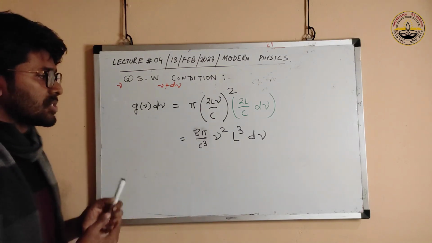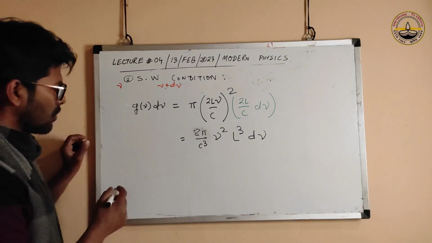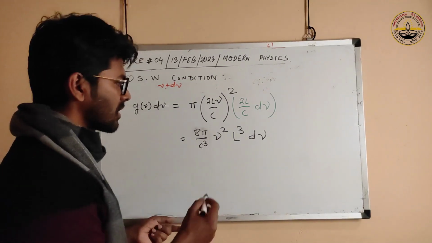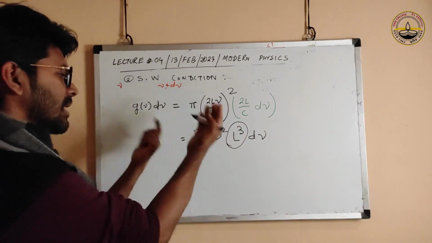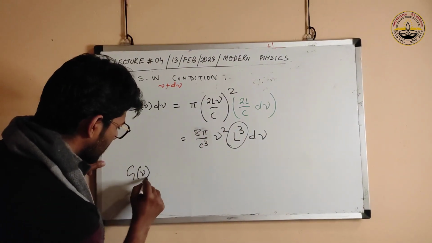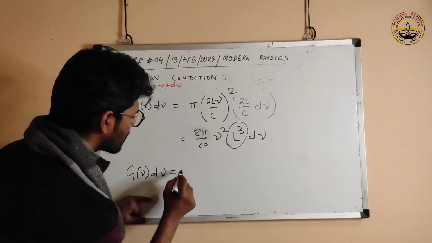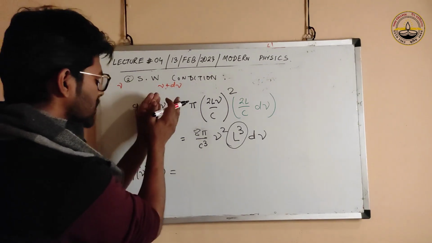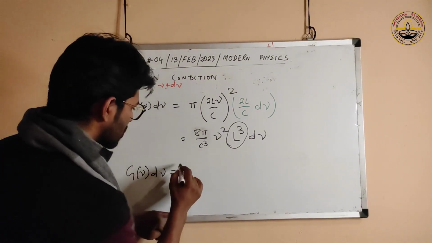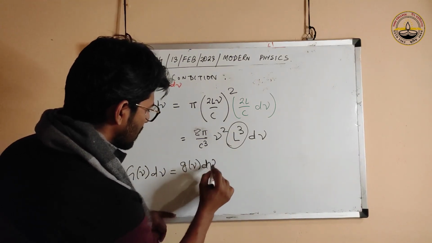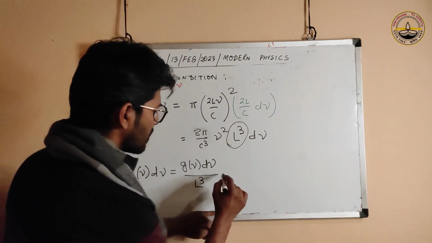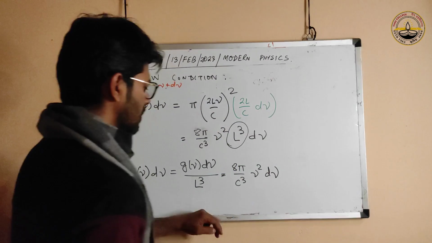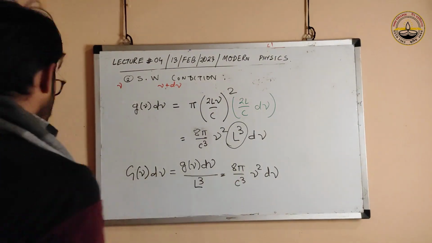Now the next step is just taking the density. So the density would be dividing by volume. What is the volume of the cube? It is L cube. So we divide by L cube. So the density, let's call it spectral density. So the number of standing waves between nu and nu plus d nu per unit volume is just g nu d nu divided by the volume. So we get 8 pi over c cube nu square d nu. That's our g nu d nu.